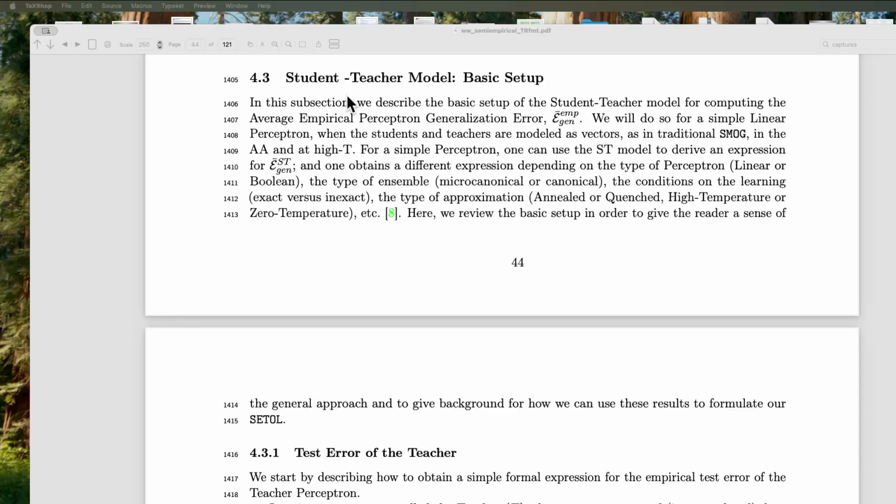In the paper, we discussed this in section 4.3 and the rest of section 4. We go through a very, very simple explanation of this, which you really don't need to know a lot of statistical mechanics to understand. And then in the appendix, we do the statistical mechanics treatment.